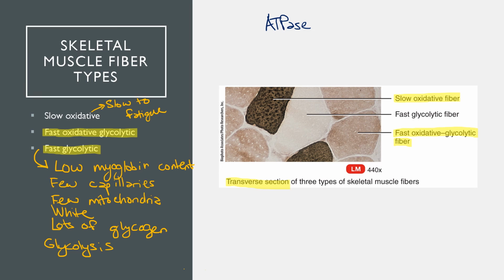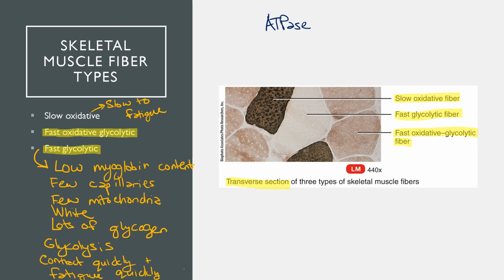Now, because they can generate ATP very rapidly, these fast glycolytic fibers will contract strongly and quickly, but they also fatigue quickly. So we can see these in the picture on the right. These fast glycolytic fibers appear very white, especially compared to these slow oxidative fibers and also the fast oxidative glycolytic fibers.